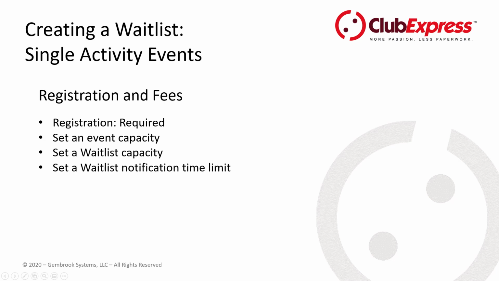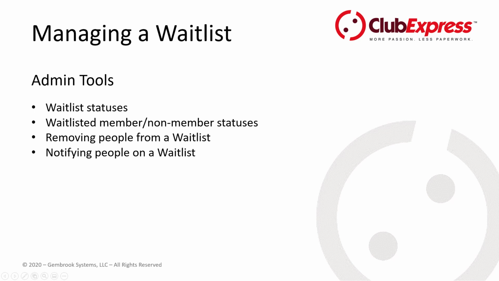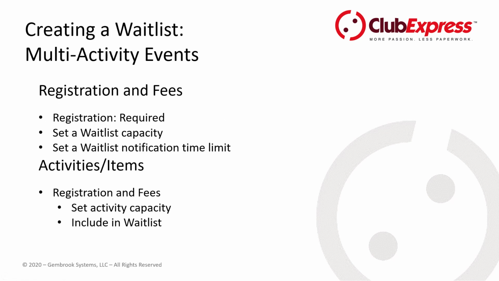So we went through creating a waitlist for single activity events. Essentially, you're just visiting the registration and fees page. You're setting registration to required, setting an event capacity, setting a waitlist capacity, and a waitlist notification time limit. And then we also went through the tools that you have to manage your waitlist. We went through waitlist statuses, the waitlisted statuses for both members and non-members, removing people from a waitlist, the ability to add people to a waitlist, and then how you go about notifying members or non-members on that particular waitlist. So next up, we're going to create a waitlist for a multi-activity event.